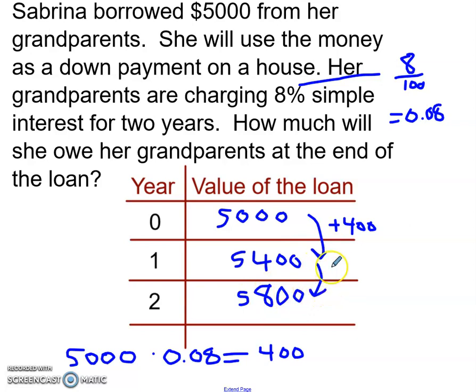So simple interest problems, again, are arithmetic sequence problems. We're adding the same number over and over again.